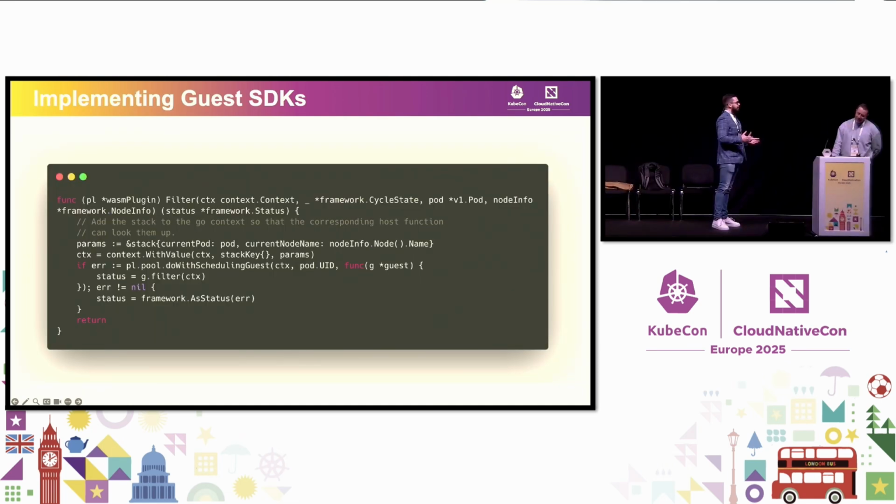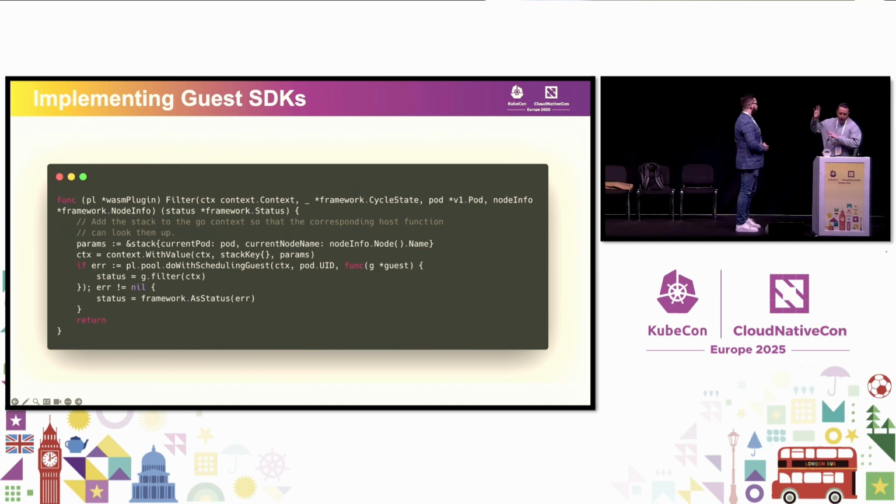So let's start by looking at the current guest SDK and seeing what it looks like in the WASM scheduler extension, so we understand what we should do to have those other guest SDKs. Actually, we're going to take even one more step back and look at the place where the scheduler is handing over to the WASM extension host via the scheduling framework. So this is the filter that we've seen before. As you can see, it's taking a pod and a node info.